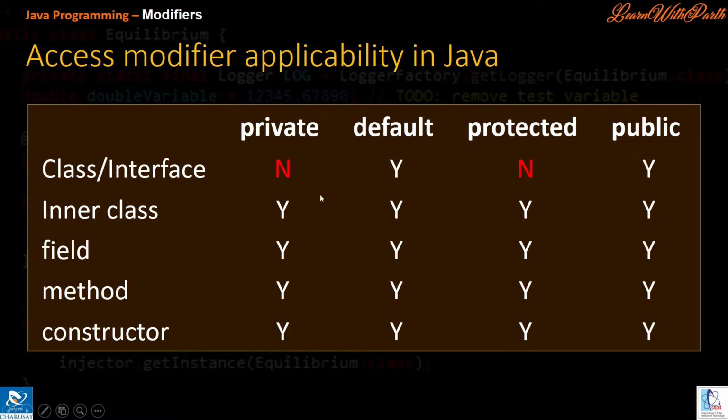Okay, so where are they applicable? Suppose you have a class or interface, then private and protected are not applicable. Only default and public are applicable. For an inner class, all the access specifiers are applicable. For a field, meaning the data, that could be a constant or a variable, we can have private, default, protected, and public. For the method, we can have all four access specifiers, and for the constructor also. Okay, so now let's see an example so that you can get an idea.